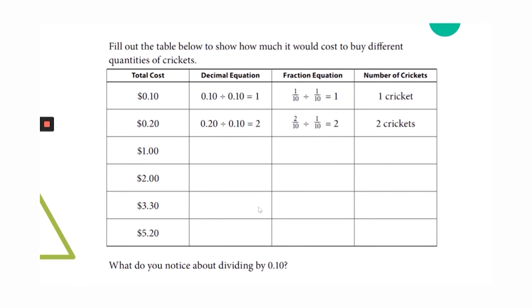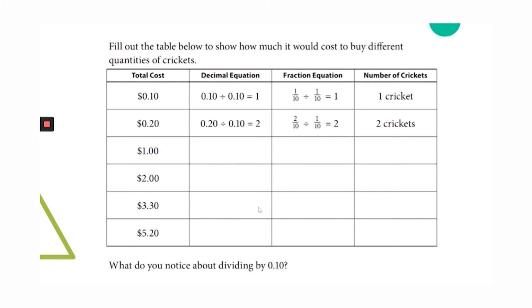Okay, now we're ready to move to the chart. It says fill out the table below to show how much it would cost to buy different quantities of crickets. So the first two are done for us. If we spent 10 cents, the total cost was 10 cents, then the decimal equation is 10 hundredths divided by 10 hundredths equals 1, or the fraction equation, 1/10 divided by 1/10 equals 1. So you were able to buy one cricket. And with 20 cents, then the decimal equation is 20 hundredths divided by 10 hundredths equals 2, or the fraction equation, 2/10 divided by 1/10 equals 2, and you were able to buy two crickets.